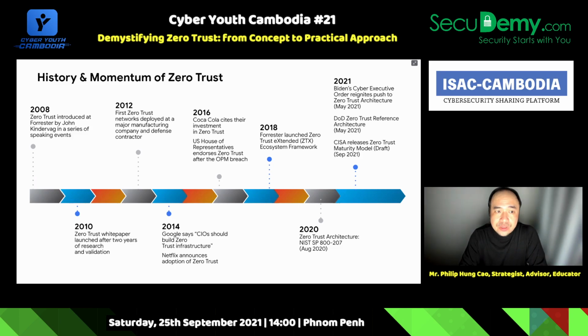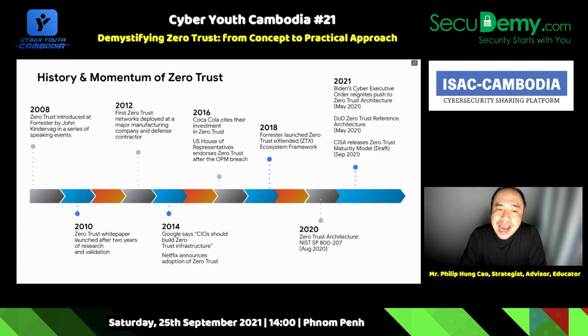In 2014, Google also adopted zero trust and said the CIO should build zero trust infrastructure. They customized the zero trust concept and made it into BeyondCorp, the architecture that they have today. In the same year, Netflix announced the adoption of zero trust as well. Everyone knows Google, everyone knows Netflix, I believe. Actually, Coca-Cola is also one of the very first manufacturing companies that adopted zero trust. And in 2016, they announced an official investment in zero trust, which means a bigger investment.